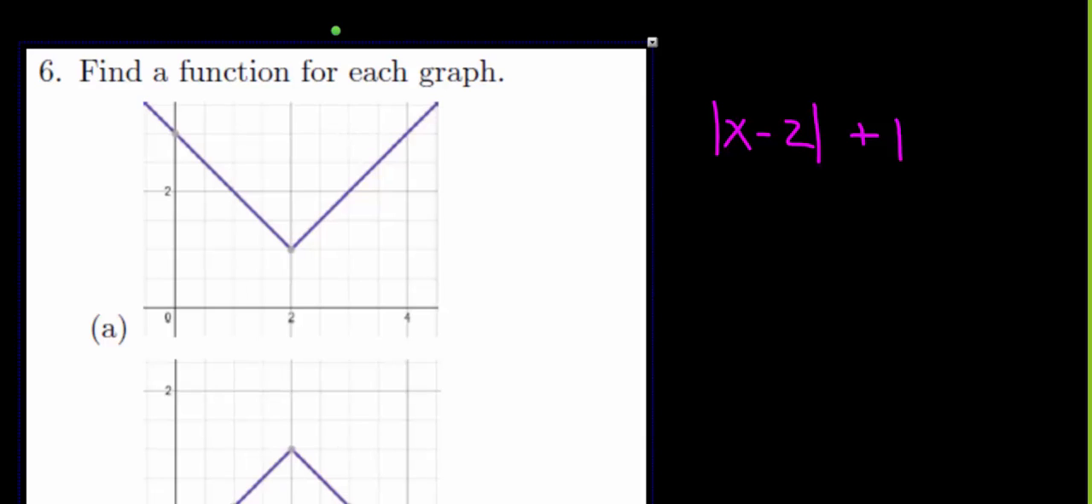And notice, we don't think it's been compressed or stretched or anything, because notice that the slope is 1. See, it's just like the regular absolute value. It doesn't look like it's been made steeper or flatter or anything. So we don't have to worry about multiplying by anything. Okay. Now let's look at the next one.